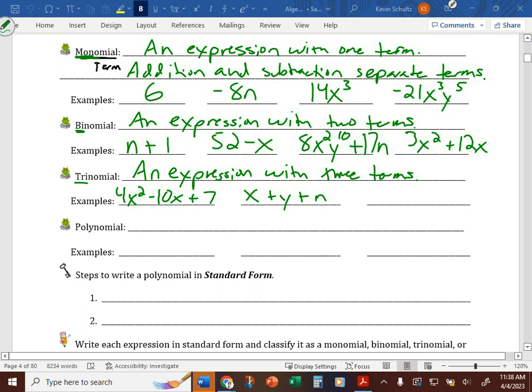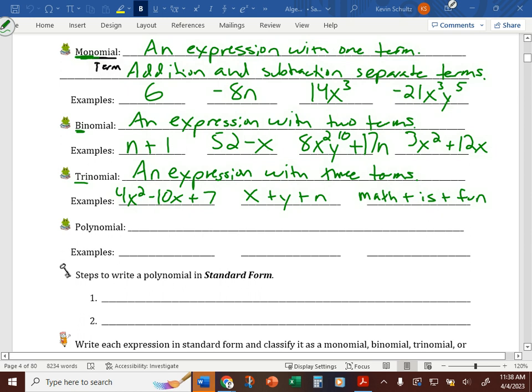Oh, how about MATH plus IS plus FUN? That would be a trinomial. Oh, come on. Come on. My livelihood here.